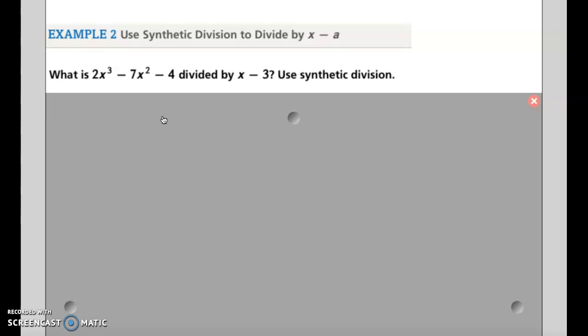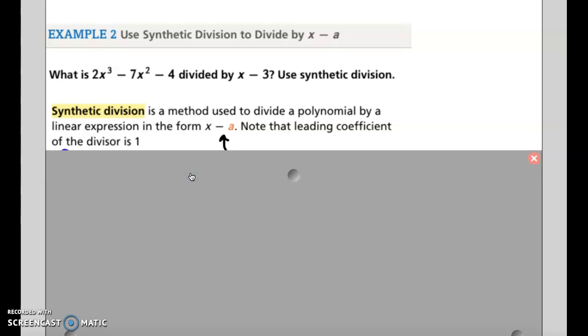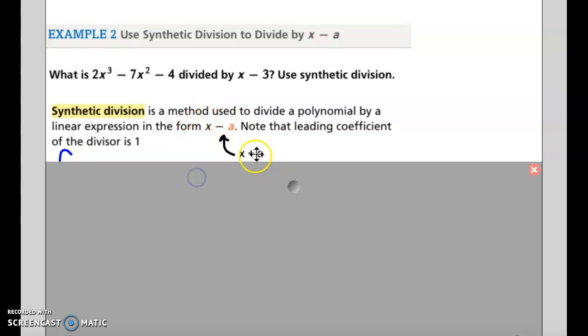We have 2x cubed minus 7x squared minus 4 divided by x minus 3. So what synthetic division is, it is a method that we use to divide polynomials, but note that it doesn't work for all division of polynomials. It only works when my divisor is in this form, x minus a or x plus a. So it could be either x minus a, like x minus 10, x minus 100, or it could be plus, x plus 3, x plus 5.